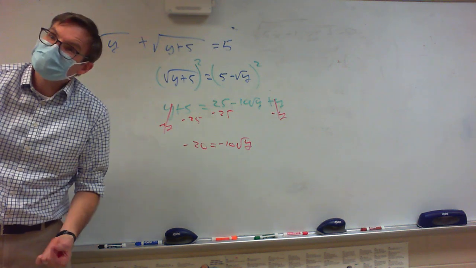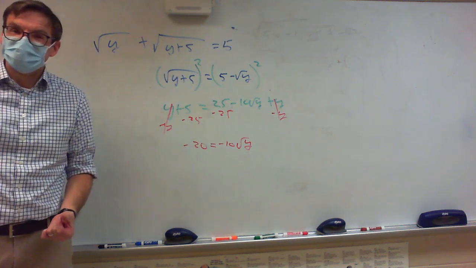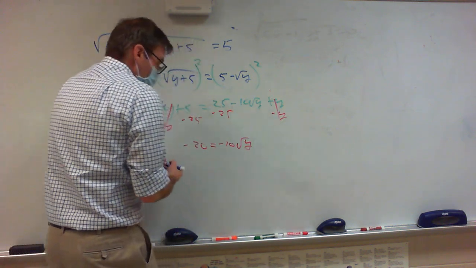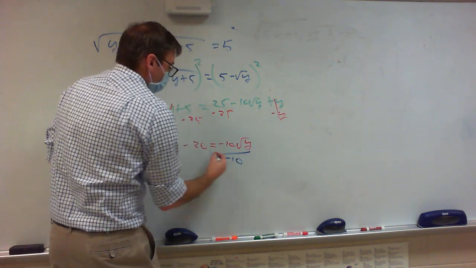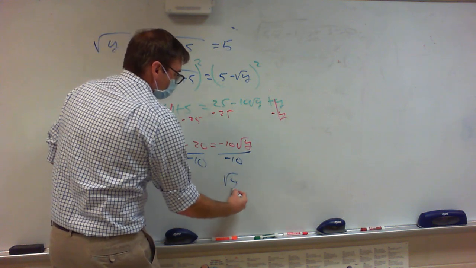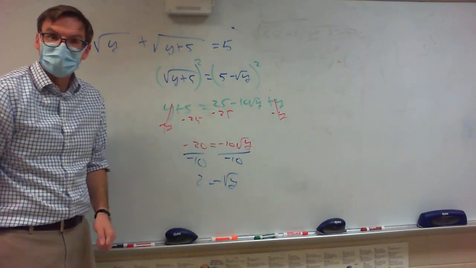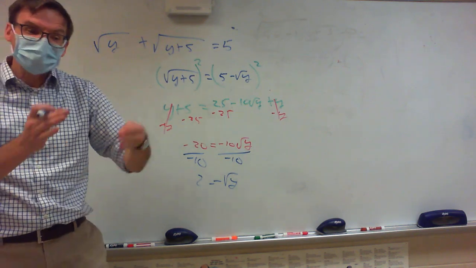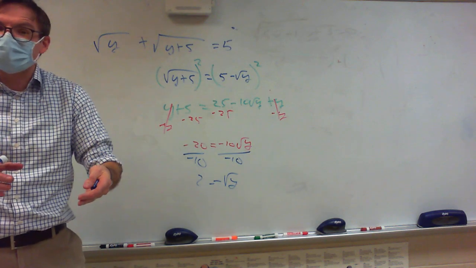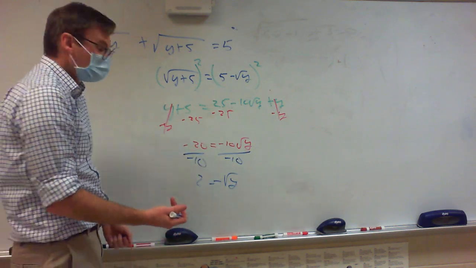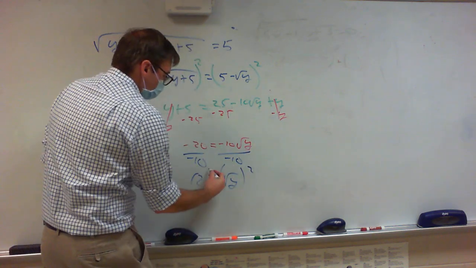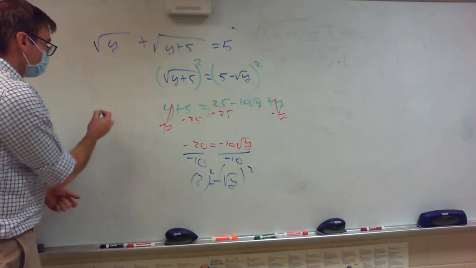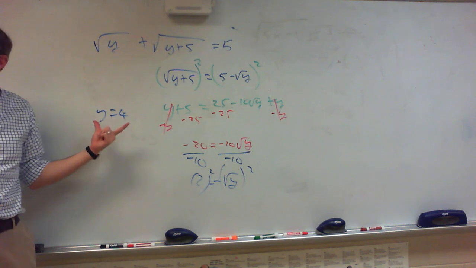Now what do I do? Divide both sides by negative 10. Yeah, we're getting the square root by itself. So I end up with the square root of y is equal to 2, right? And now what's our final step? Square both sides. Remember, the whole reason we got the square root by itself is so that we could square both sides. And when I square both sides, what do I get? Y equals 4. Everybody see we get y equals 4.